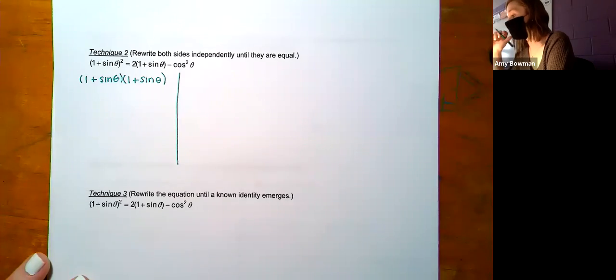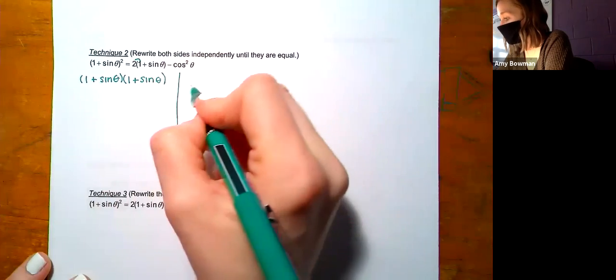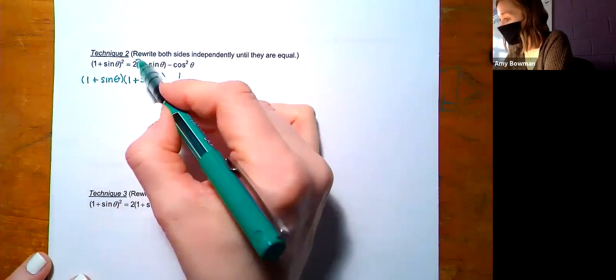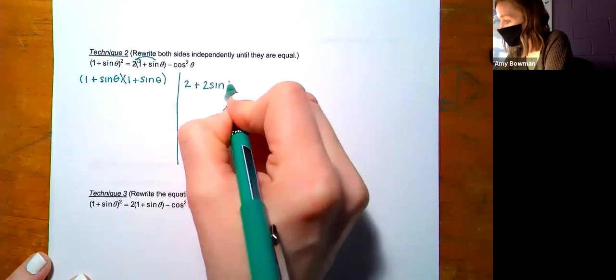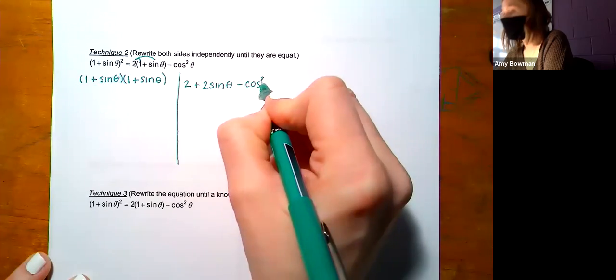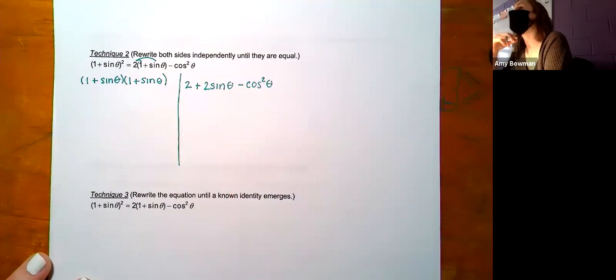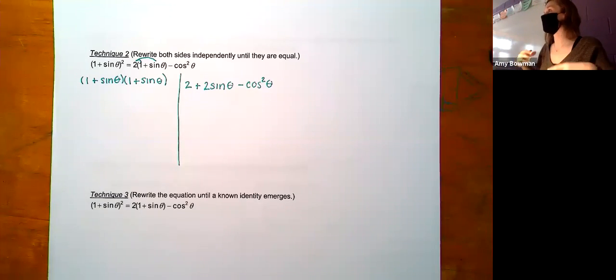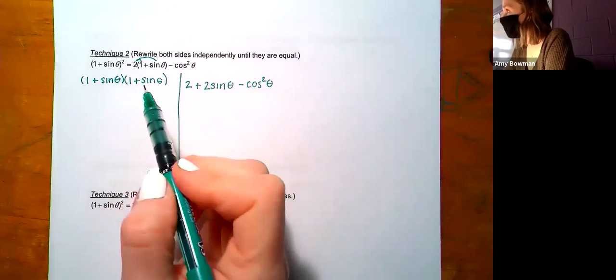Do the same thing. This 2, distribute it. 2 times 1 plus 2 times sine theta minus cosine squared theta. Okay. It's kind of like, I don't know how to move, so I'm just gonna do what I can, just one step at a time. So on the left-hand side for my next step, I'm actually gonna multiply that out.